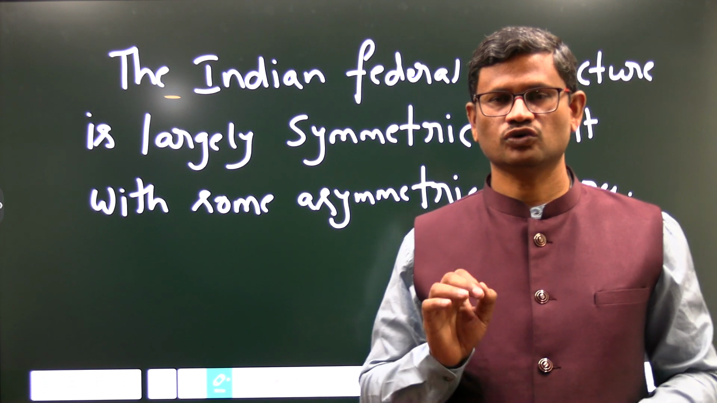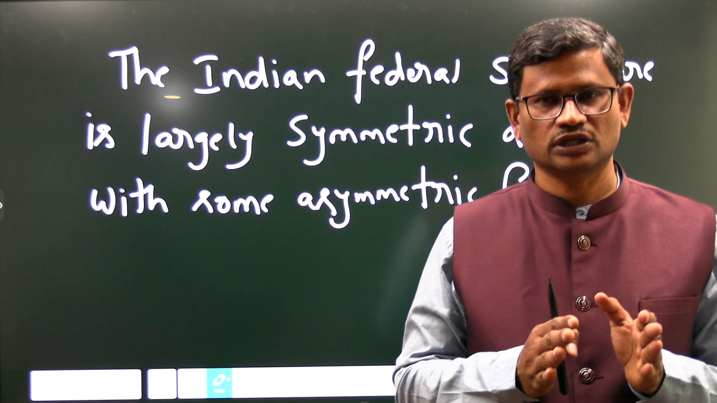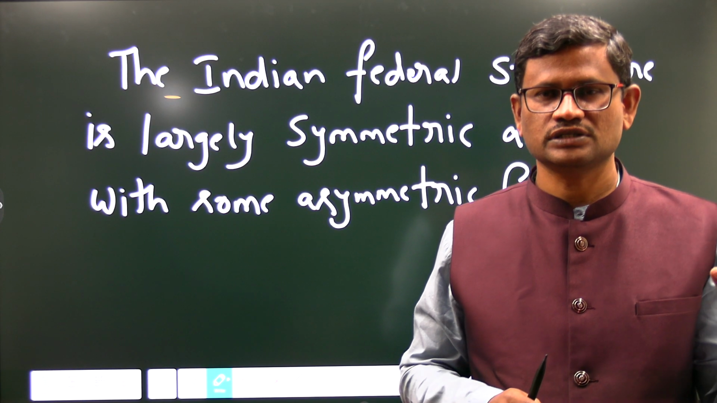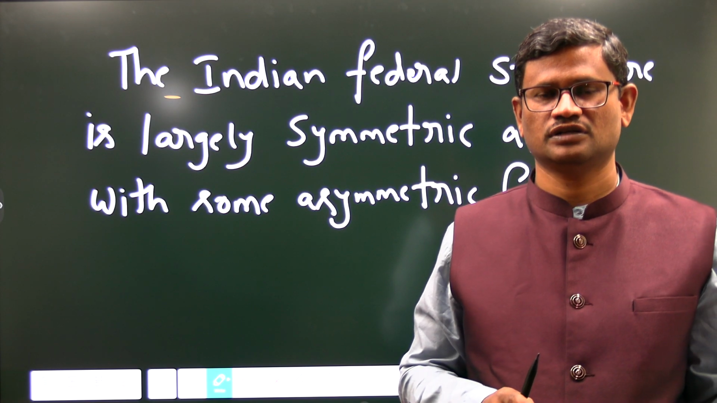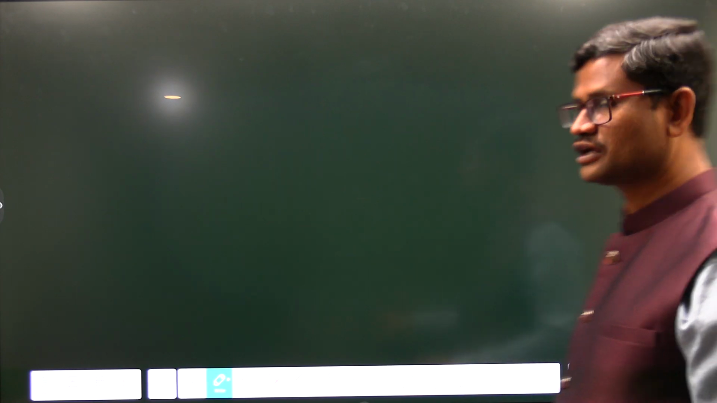So this question says that the Indian federal constitution is largely a symmetrical federalism, but you see some asymmetric features as well. So that's the meaning of the question. And then, what do you mean by symmetrical federalism?